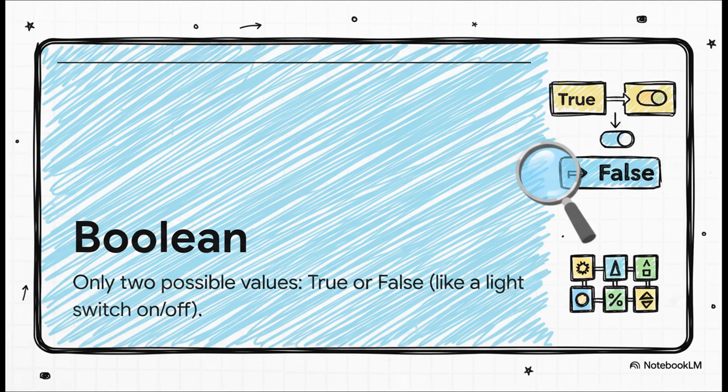And finally, we have the simplest, but you could argue it's the most powerful data type of all, the Boolean. It can only ever be one of two things: true or false, on or off, yes or no. This simple little concept is the absolute bedrock of all decision-making in every single computer program you've ever used.